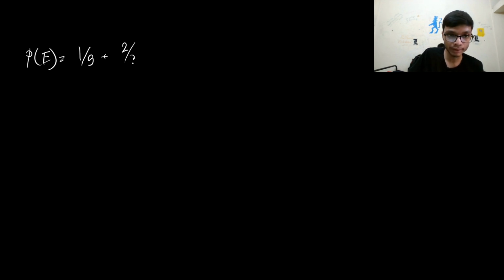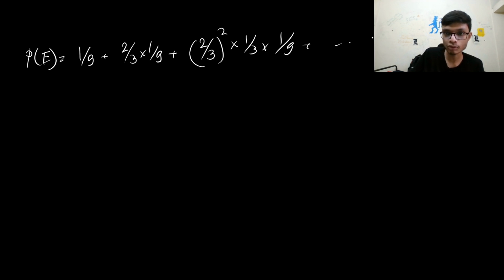plus 2 by 3 into 1 by 9, plus 2 by 3 into 1 by 3 into 1 by 9, that is basically (2 by 3) whole square into 1 by 3. Okay, so this will be (2 by 3) whole square into 1 by 3 into 1 by 9. Okay, and so on up to infinity.